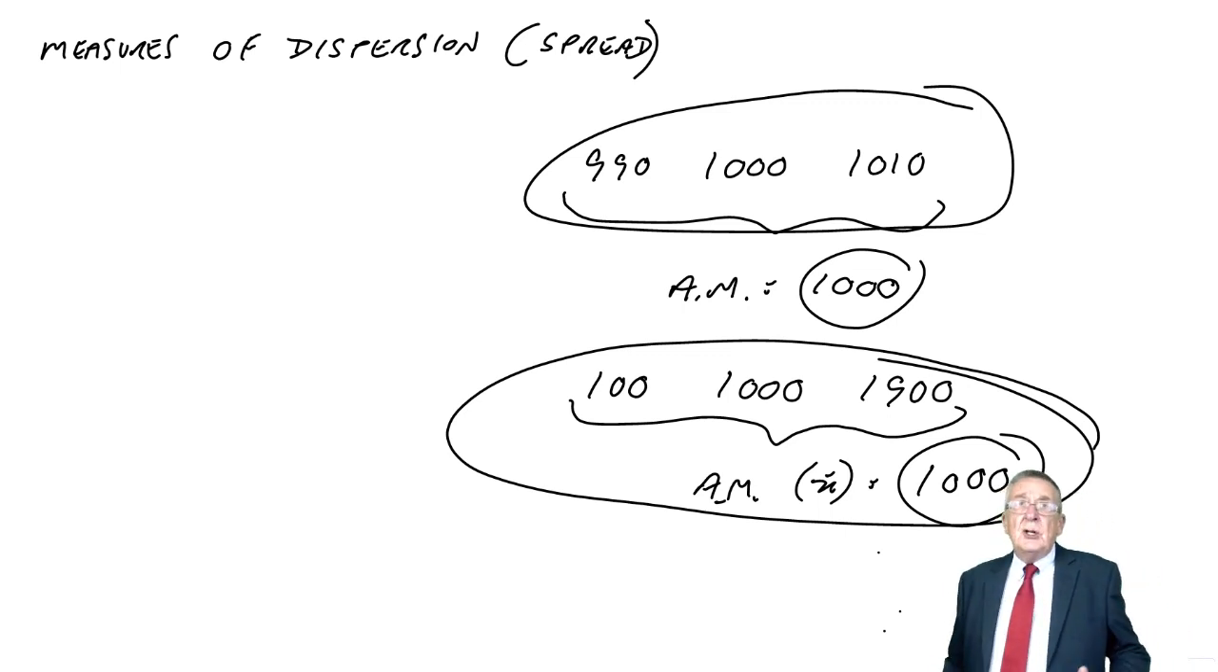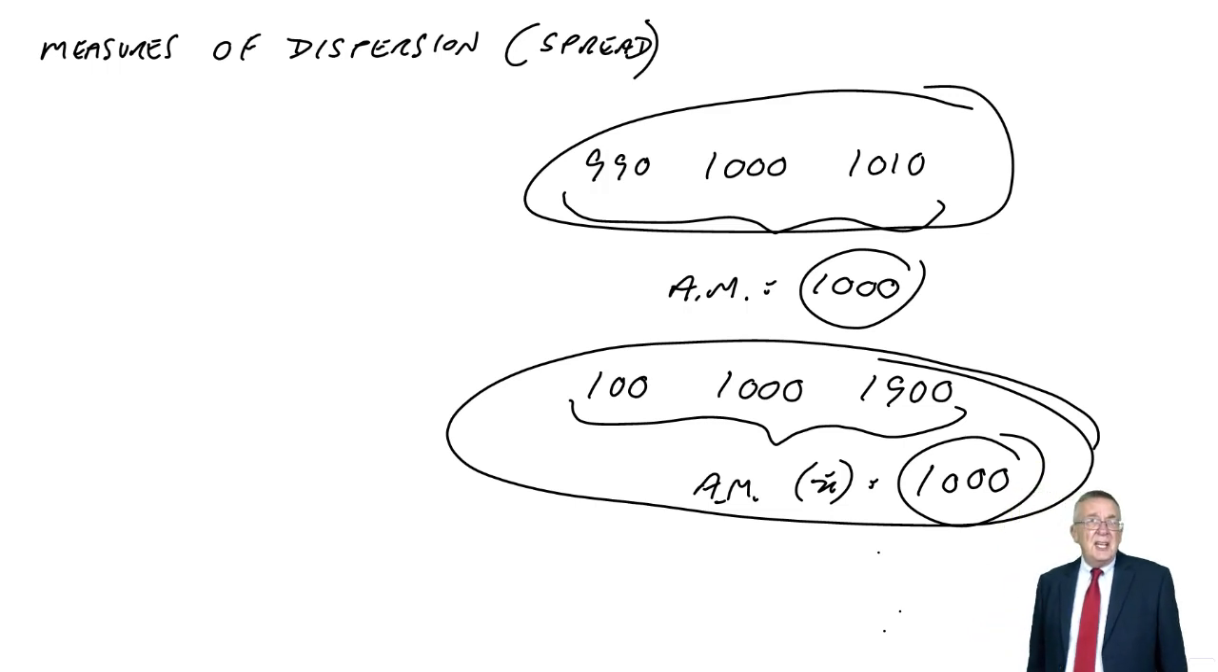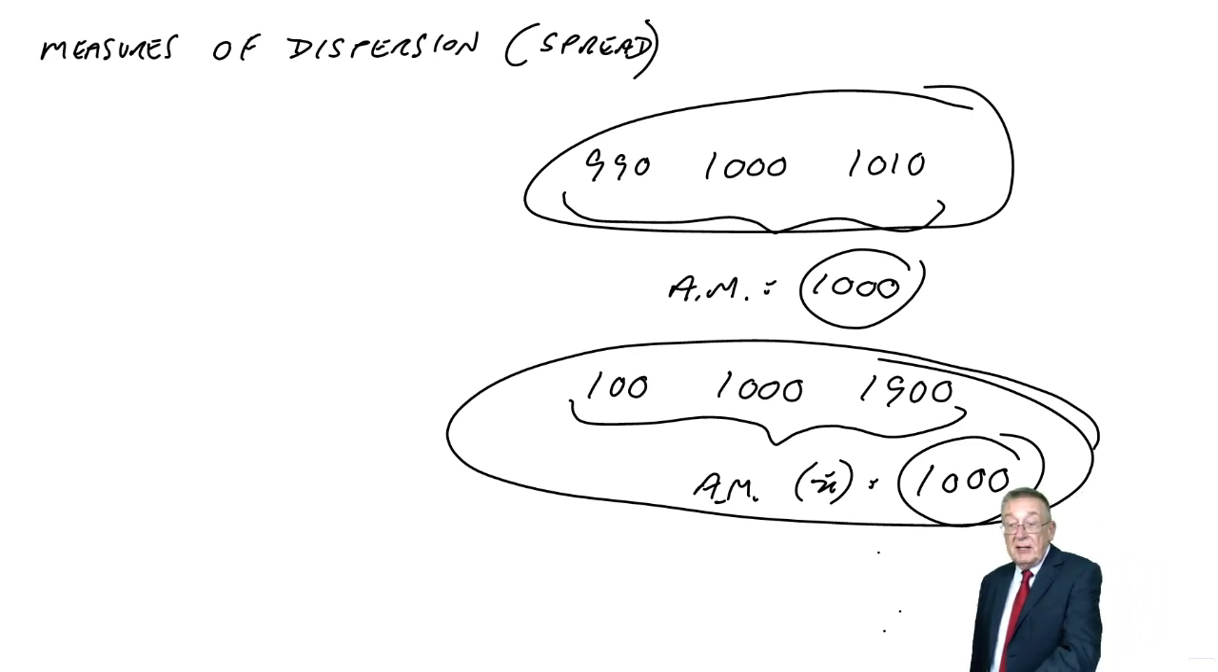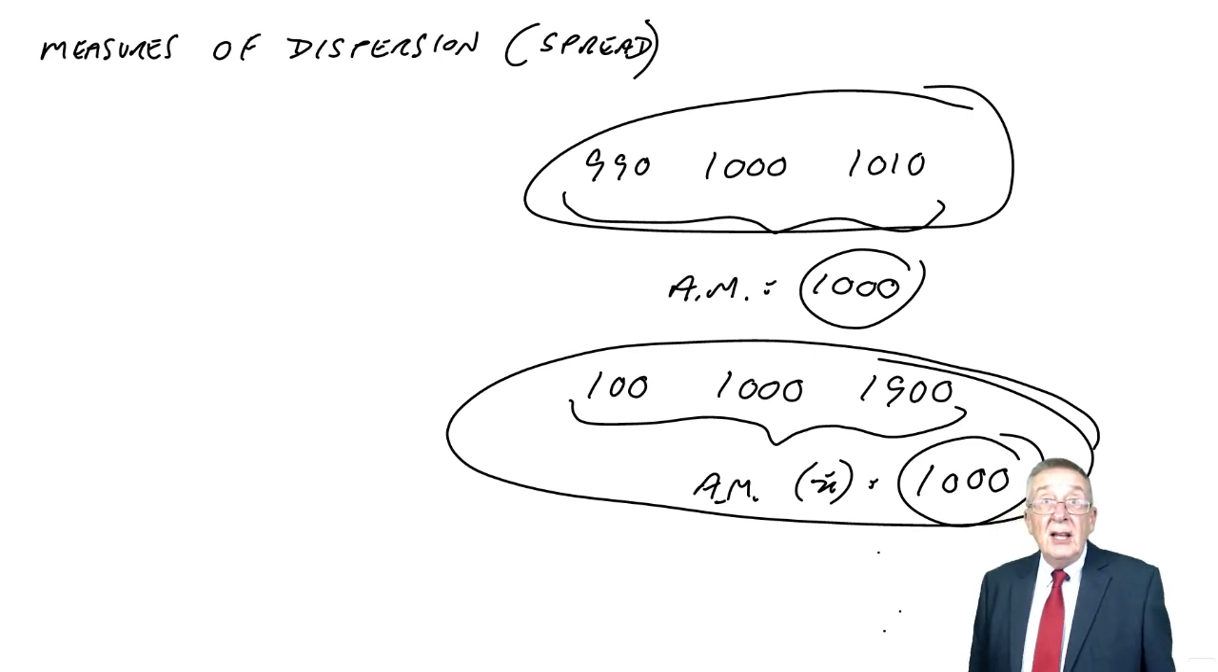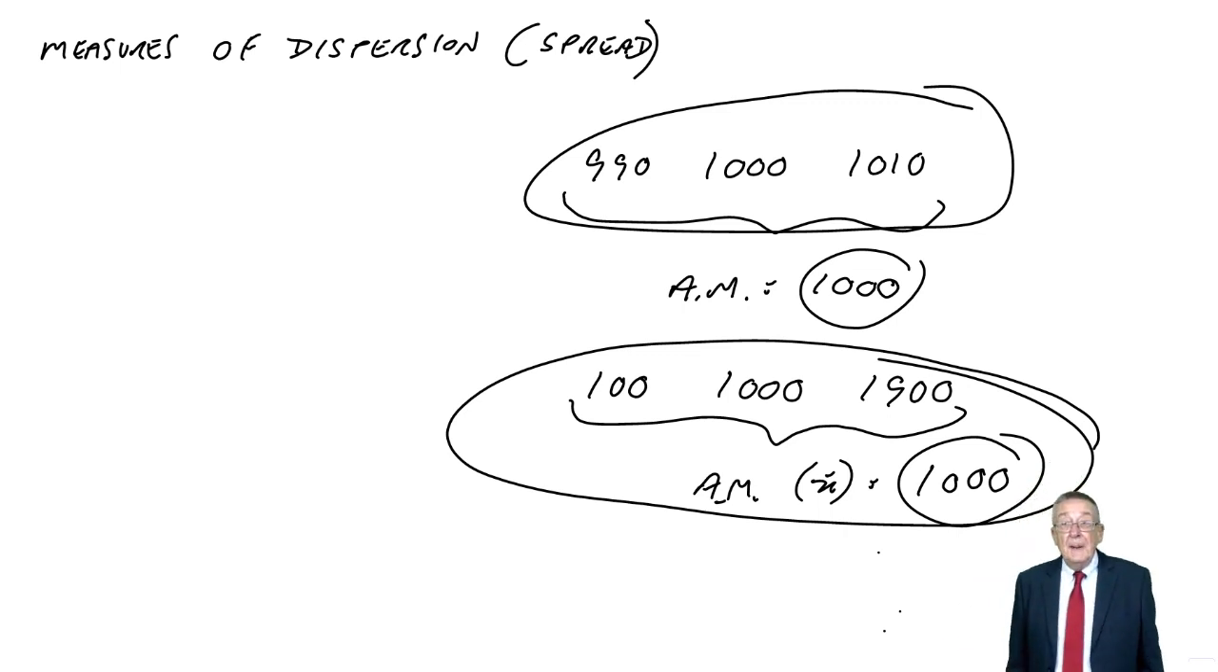But certainly if you come to look at probabilities, if I say in the first case, what's the probability of somebody earning more than 1,500? It's 0. Because they only earn 990, 1,000, 1,010. They all earn almost 1,000. But if I say in the second case, what's the chance of somebody earning more than 1,500? Well, it's a lot bigger. You know, there are people earning 1,900 there.